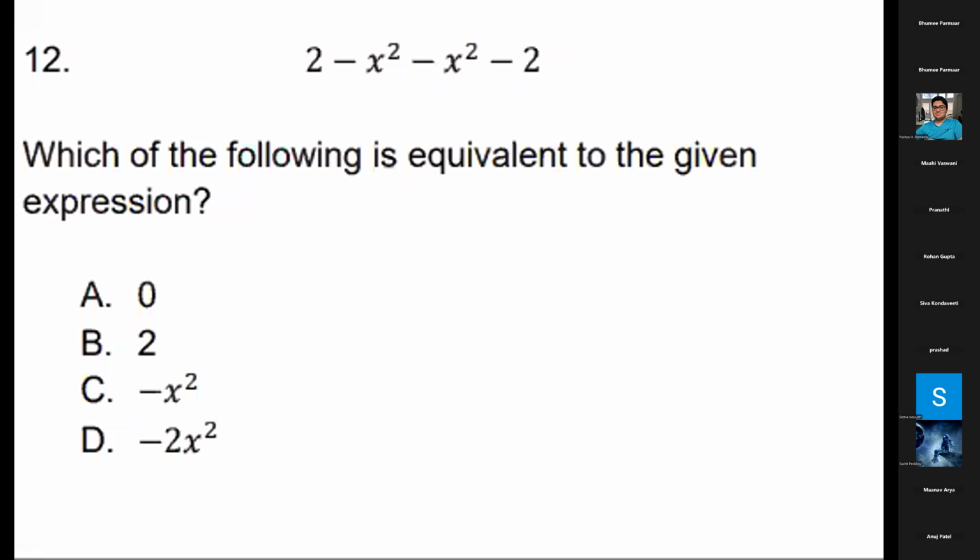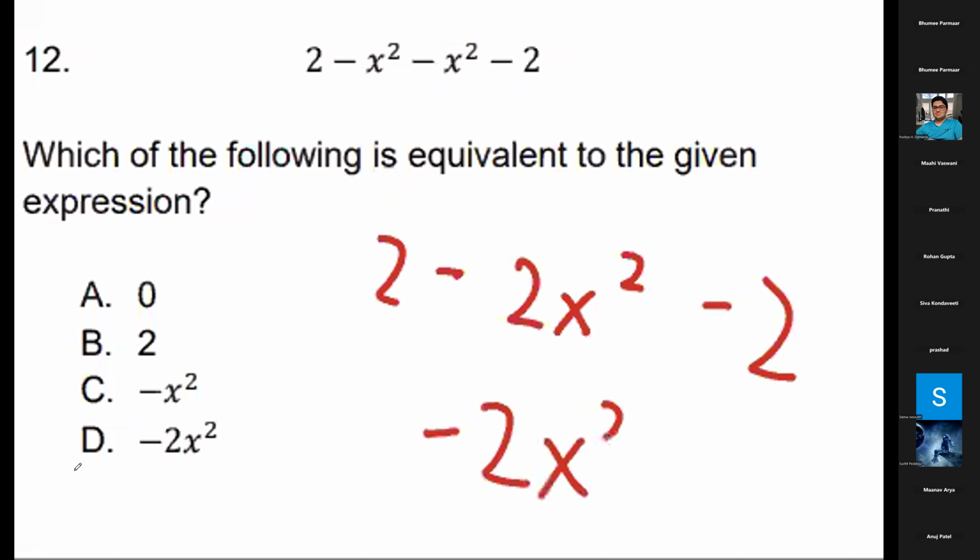Okay, so for question 12, for order of operations, we always work from left to right. So 2 minus x squared minus another x squared would just be 2 minus 2x squared. And then you would do that minus 2. So this would be 2 minus 2, which is just 0, so we'll be left with negative 2x squared, which is answer choice D.